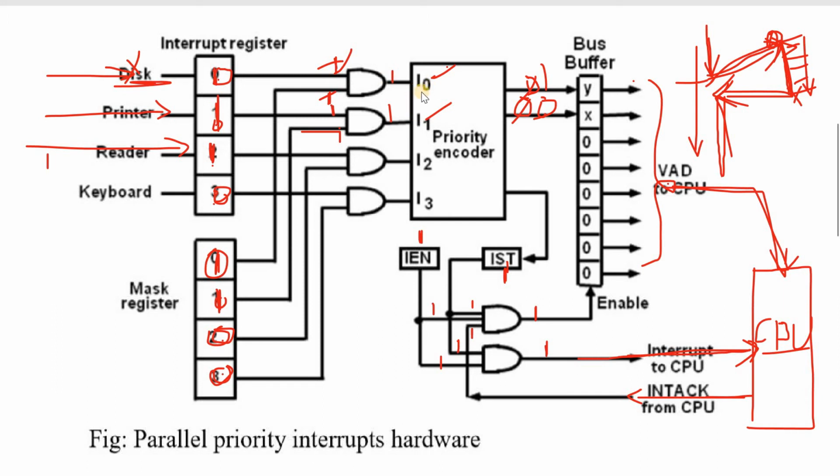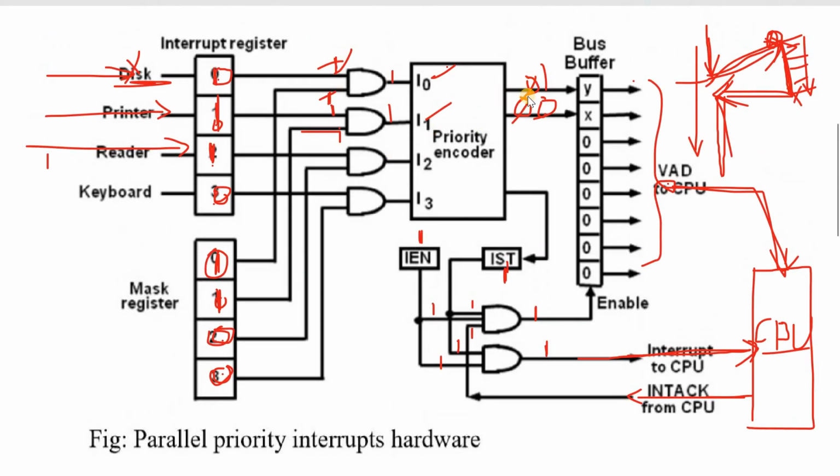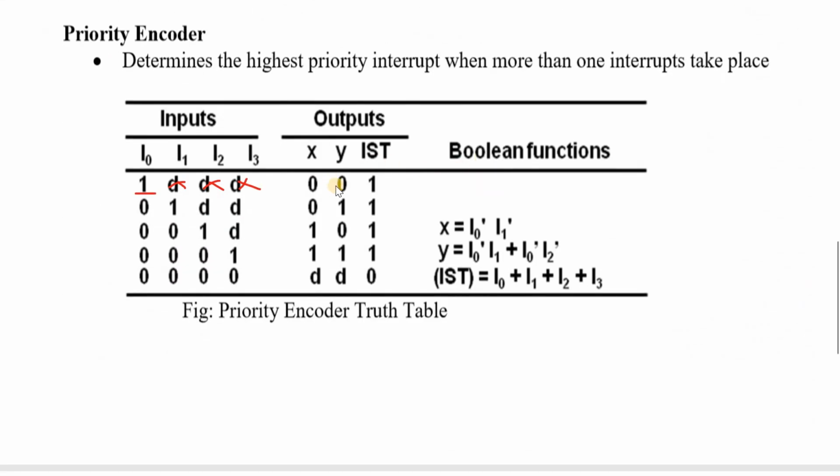That is because this is the highest priority. Don't care means either requesting or not requesting, because the hardware responds to this I0. So the remaining values are represented by don't care, which is represented by either a cross symbol or D, so that the processor will respond. At that time the XY value generated is 0 0. So this is 0 0. If the interrupt is recognized, the IST value equals 1.